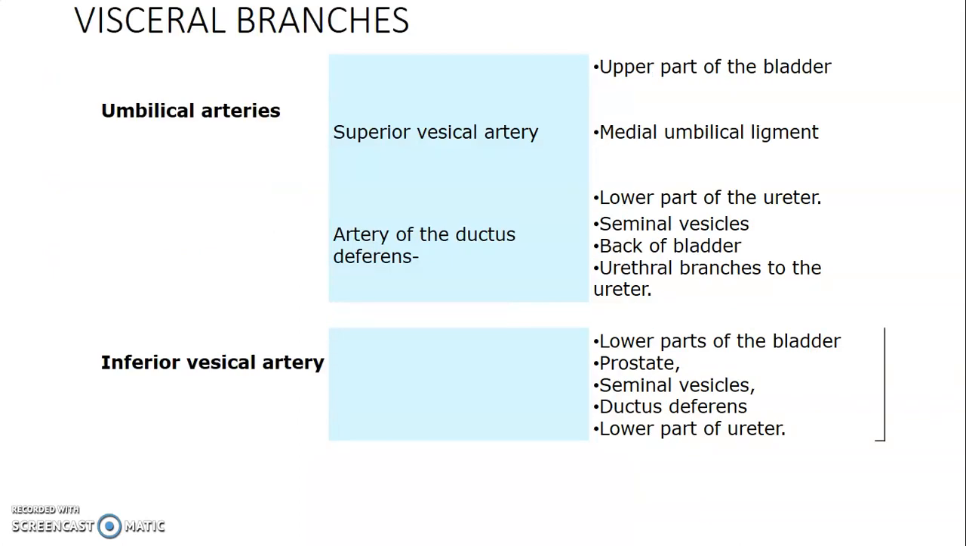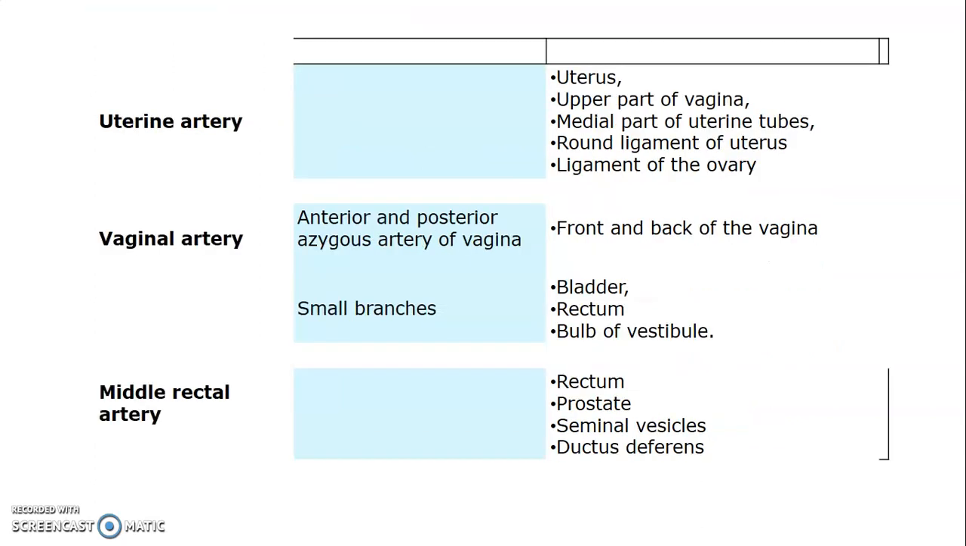Then the visceral branches include the umbilical artery that gives the superior vesical to the upper part of the bladder and the medial umbilical ligament, while the artery to the vas deferens supplies the lower part of the ureter, the seminal vesicles, the back of the bladder, and urethral branches of the ureter. Inferior vesical artery is also a visceral branch of the internal iliac and supplies the lower part of the bladder as well as the prostate, seminal vesicles, ductus deferens, and lower part of the ureter.